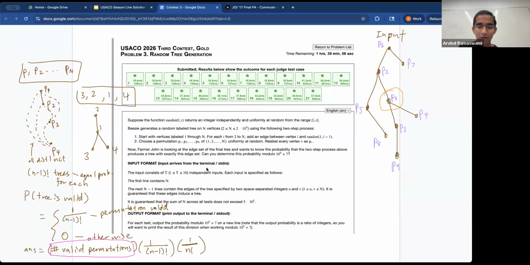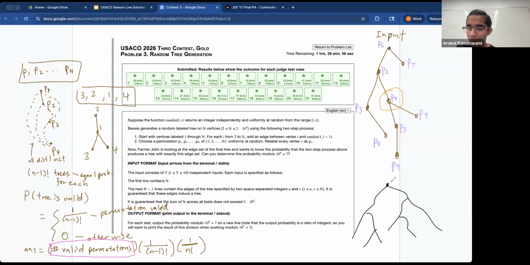So now let's look at how to actually count the number of valid permutations. Let's just assume we put the first element of the permutation at the root. So this is the tree. Let's say this is the tree. So it's like this.